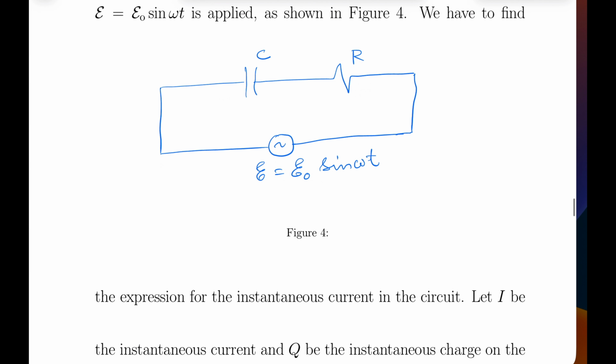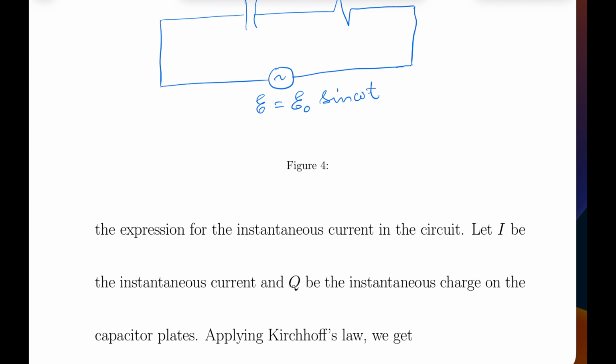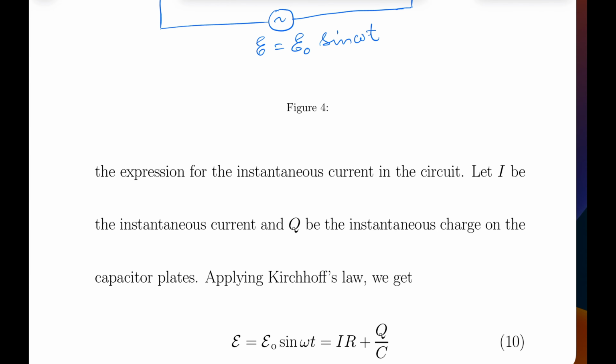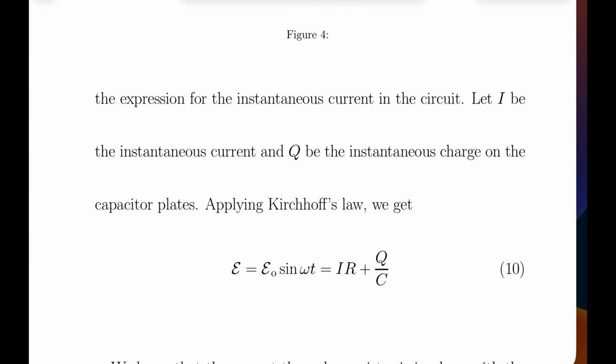Okay? So let I be the current at any moment and Q be the instantaneous charge on the plates of the capacitor. Apply the Kirchhoff's law. Then we have E equal to E naught sine omega t will be equal to the drop across the resistor, and this is I into R, where I is the current at any moment, plus Q upon C, where Q is the charge on the plates of the capacitor. So this is in effect the potential across the capacitor plates.